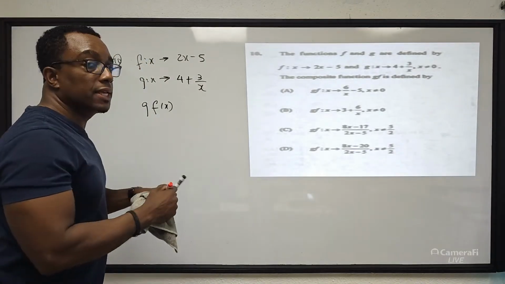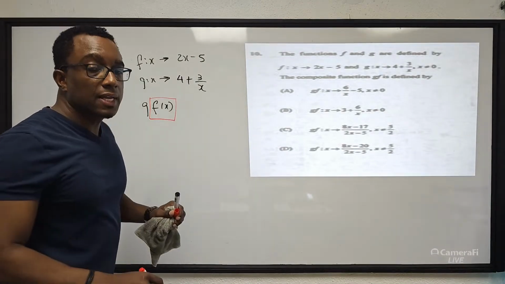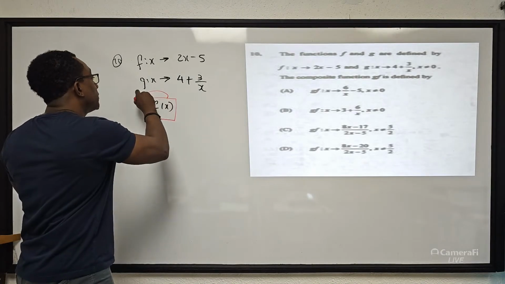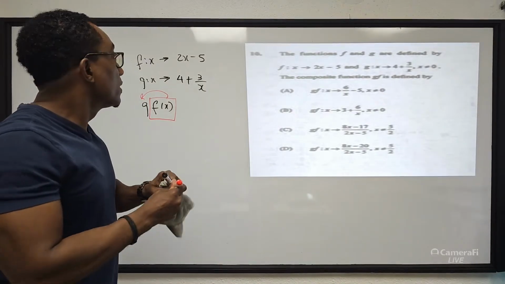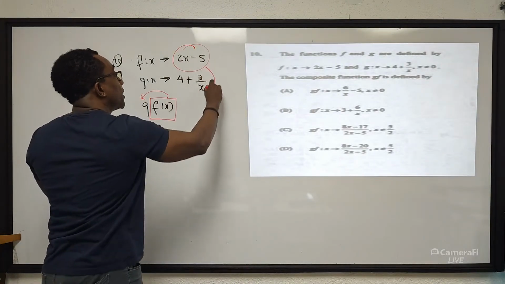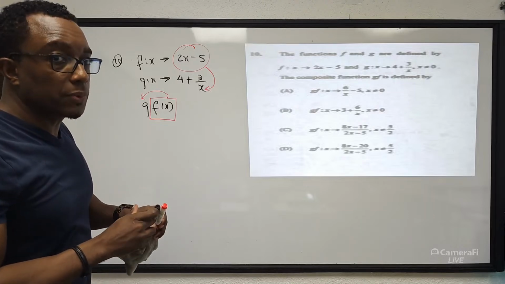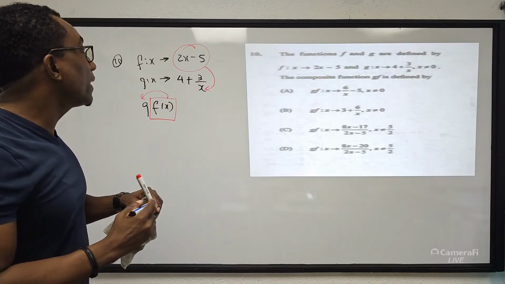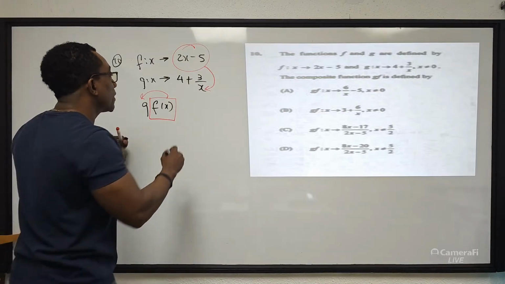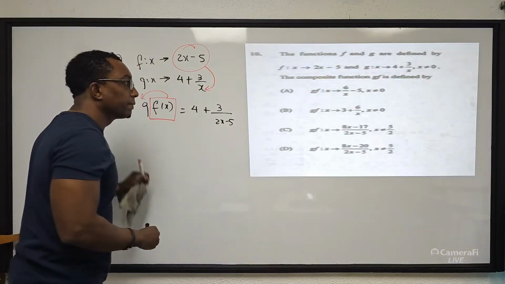So to find gf of x, or g of f as they have stated there, it means we're going to take the function on the right, which is f of x, and substitute it into the function on the left, which is g of x. So I'm going to take the entire expression for f of x and substitute it into my expression for g of x. Where I see x, I'm going to replace it with 2x minus 5. So this becomes 4 plus 3 all over 2x minus 5.